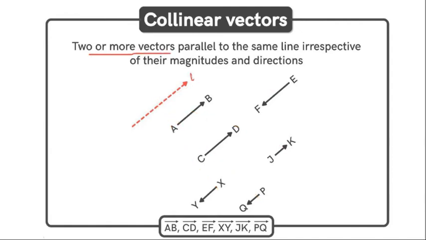So if two or more vectors are parallel to the same line, look, they are all parallel to this L, irrespective of their magnitude and direction. It doesn't depend upon their magnitude. This one is a small arrow, this is a big arrow. So they are independent of the magnitude. Look, these two vectors are in the opposite direction. So they are independent of the direction. Such vectors which are parallel to the same line are known as collinear vectors. Examples: AB, CD, EF, XY, JK and PQ.